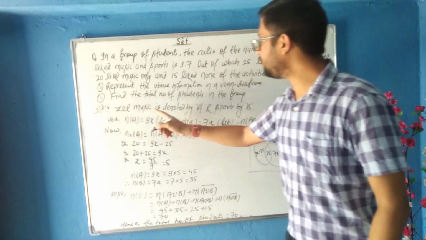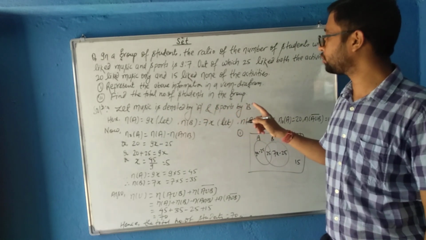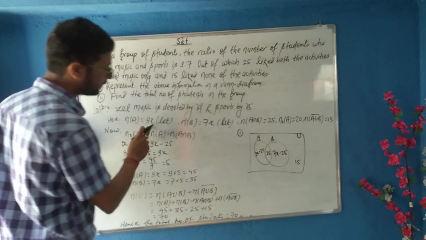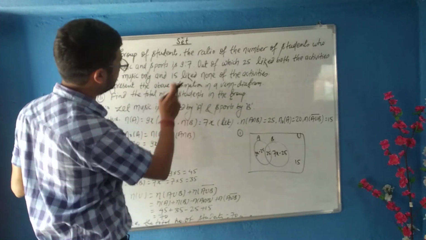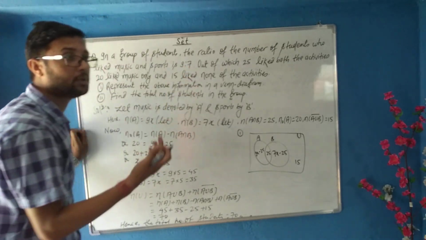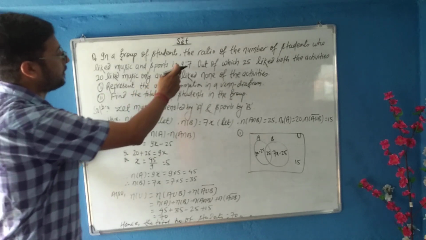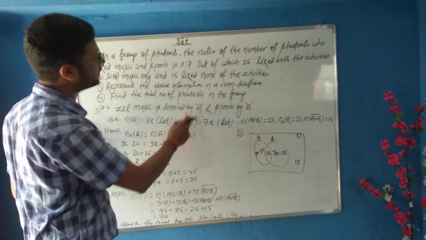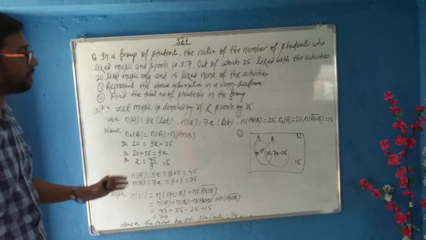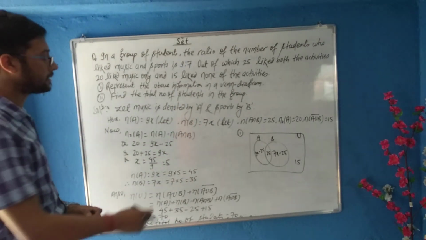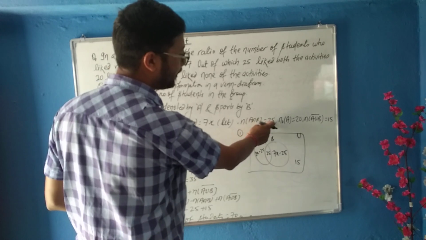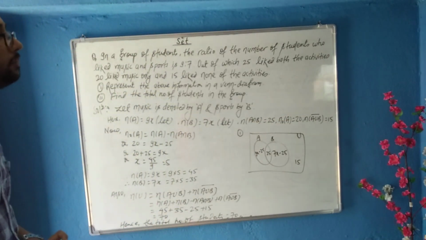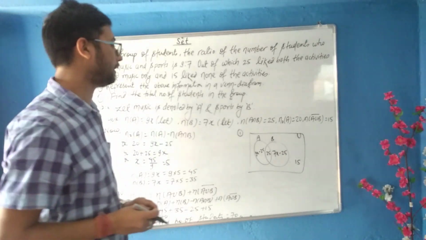So let music be denoted by A and sports by B. So n(A) equals 9x. 9 ratio given, so we should convert the ratio into numbers. Ratio लाई number मा convert गर्नलाई x लेख्नु पर्यो. Similarly n(B) given, that is called 7x. n(A intersection B) given 25. Only A given 20. And n((A union B) complement) given 15.